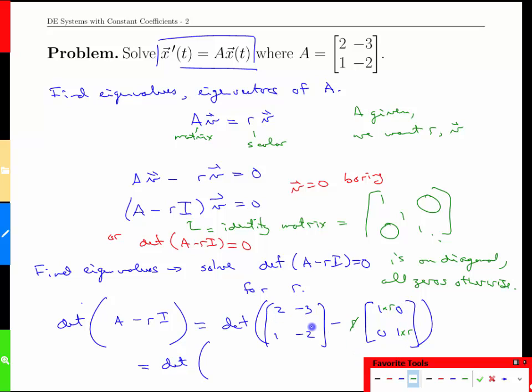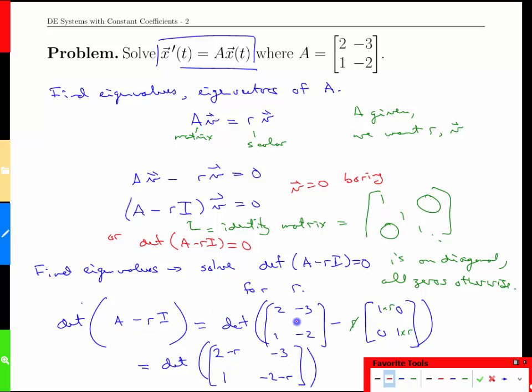So what we get is 2 minus r in the top left corner, 2 minus r. The negative 3 is minus 0, so it stays the same. The 1 is minus 0, it stays the same. And then the negative 2 minus r ends up here.